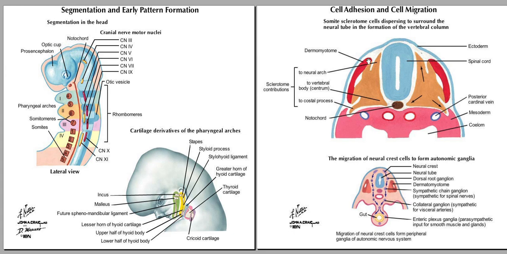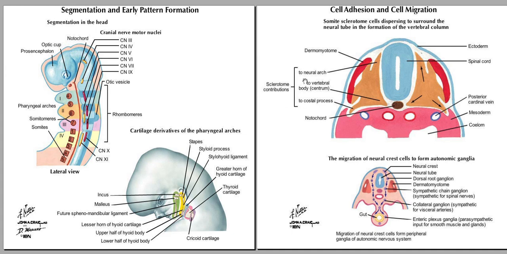Alright, so with the cell adhesion and cell migration, always remember this is the ectoderm, that's the spinal cord. You could see over here the dermomyotome, the neural arch, the vertebral body over here. That is towards the vertebral body, and that's to the costal process. The notochord is over here, directly beneath the spinal cord, as you can see here in the diagram. The posterior cardinal vein is also over here, and the mesoderm too. Right here, I hope you can see it. It's also very clear. The coelom too is right here.